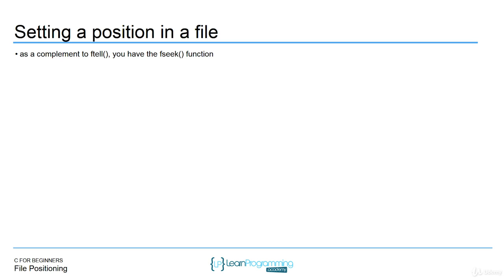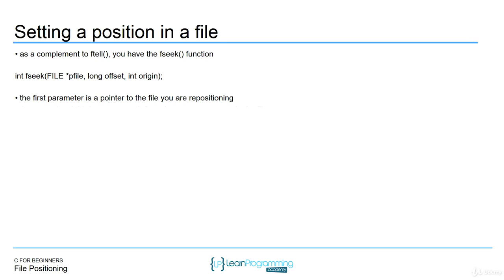Now, setting a position in a file, up until this point, we're just reading in where we're at. We're not going to really read in where we're at unless we set something, or we did a read and write. So as a complement to ftell, you also have fseek. And fseek is going to allow you to move somewhere for your position. It returns an int, it takes a file pointer, a long offset, and an integer origin. The first parameter is a pointer to the file you are repositioning.